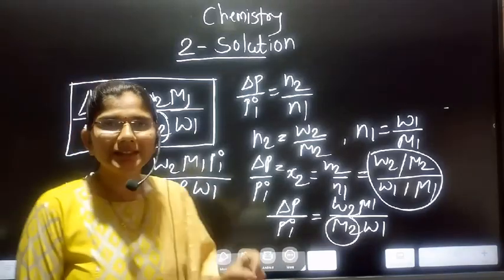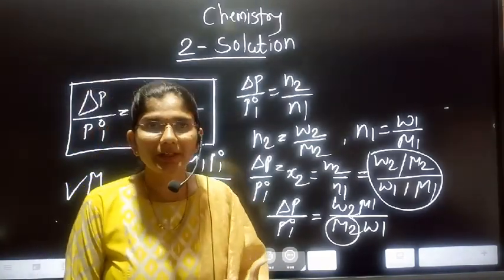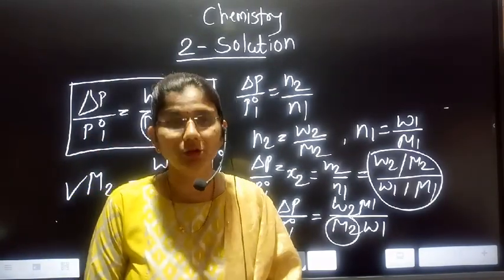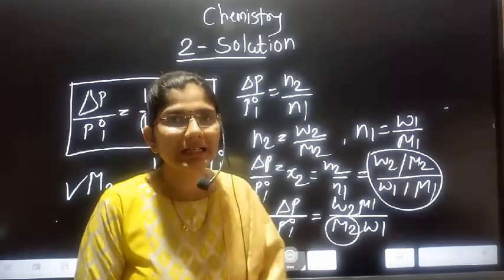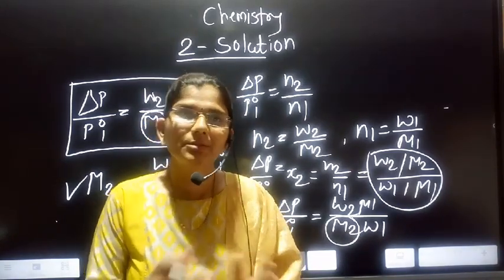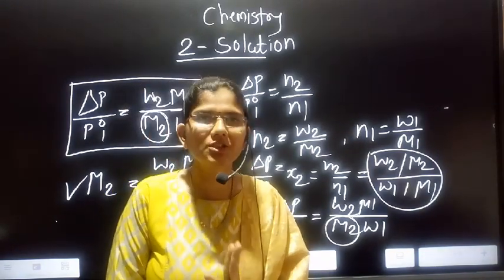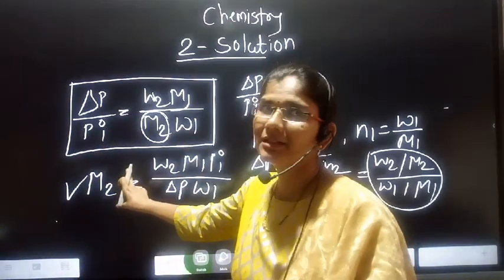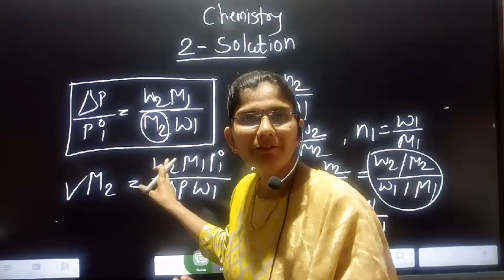Sometimes numericals or questions may be asked on this subtopic, that is, determine the molar mass of the solute from the lowering of vapor pressure. So the derivation is asked for 2 marks. The derivation we have just seen, the relation between molar mass and the lowering of vapor pressure, is asked for 2 marks. Or a question may be a numerical: how to calculate the molar mass of the solute from the relative lowering of vapor pressure.